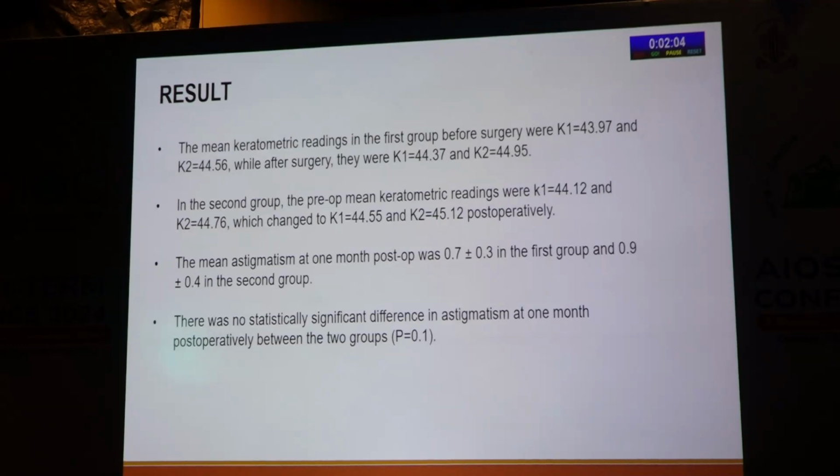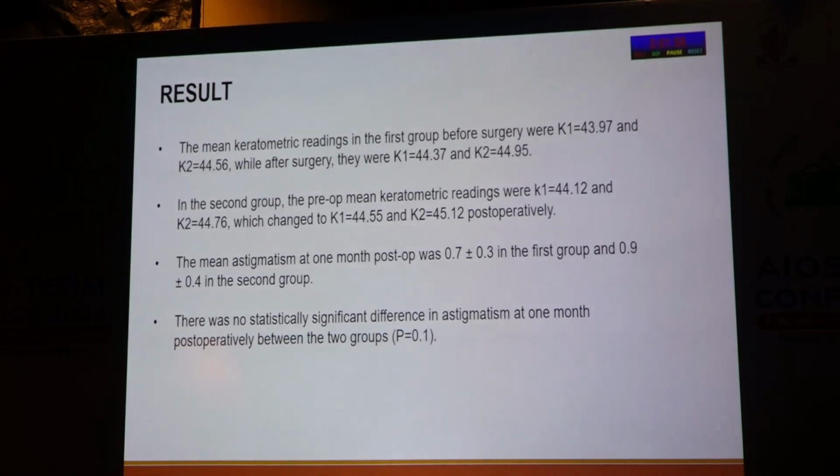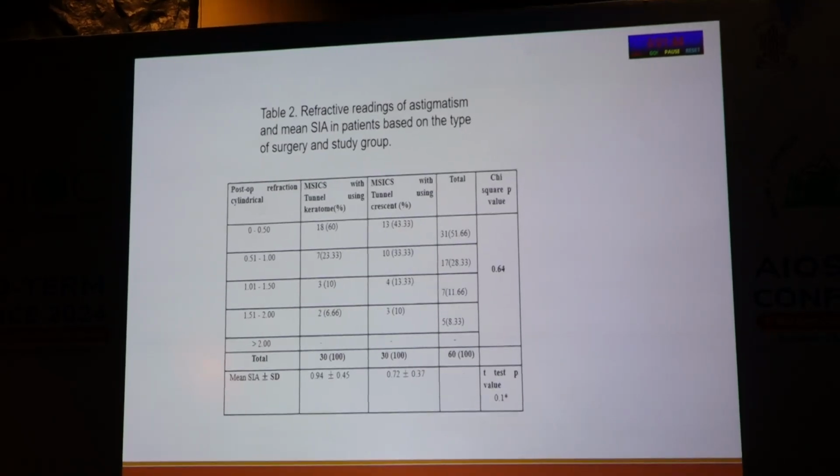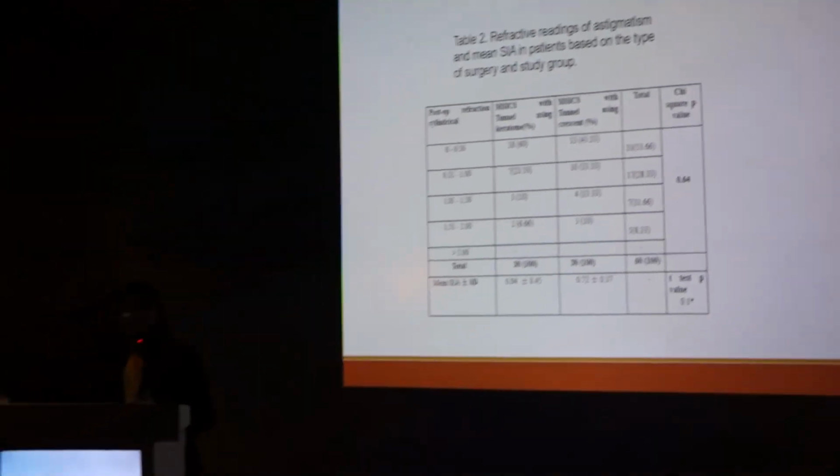The mean astigmatism at 1 month post-op was found to be 0.7 plus minus 0.3 in the first group and 0.9 plus minus 0.4 in the second group. There was no statistically significant difference in both of the groups. This is the table showing surgically induced astigmatism in both of the groups. This is the table showing mean surgically induced astigmatism in both groups.